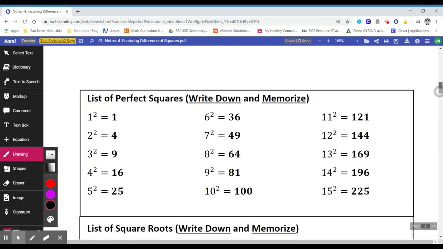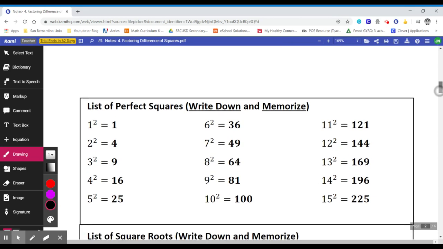So go ahead and pause this video if you need to, and you're going to need to write down and memorize up to 15 if you can of the perfect squares that we have from 1 to 15. For example, 1 times 1 will give you 1, 2 times 2 will give you 4, 3 times 3 will give you 9, so that's 3 squared, right?